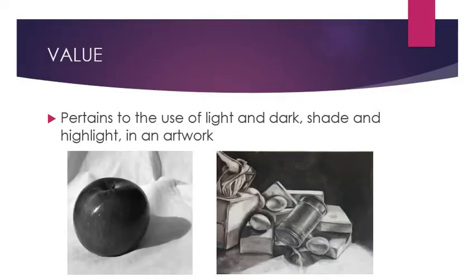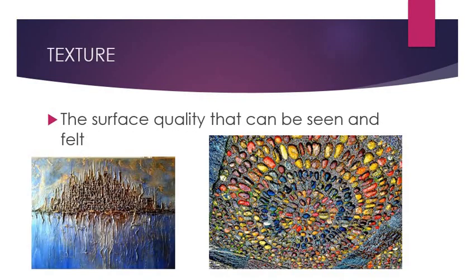Next is value. Value pertains to the use of light and dark, shade and highlight in an artwork. And these are the examples of value. And lastly, texture. The surface quality that can be seen and felt. Like this. And this.